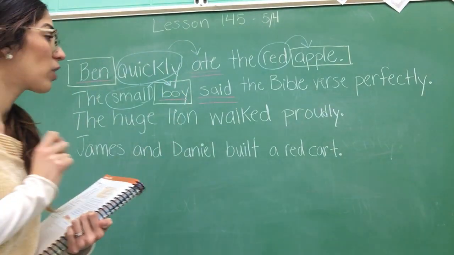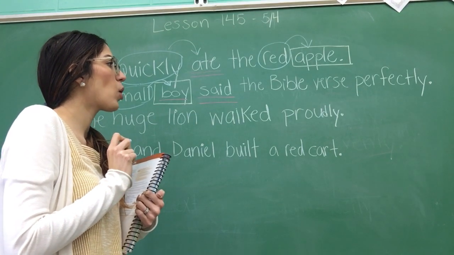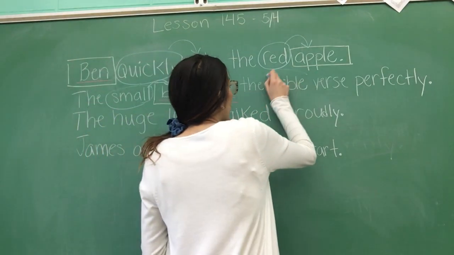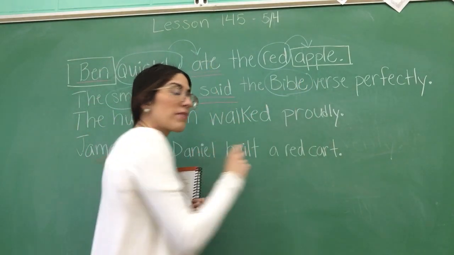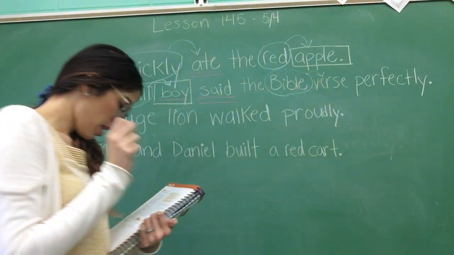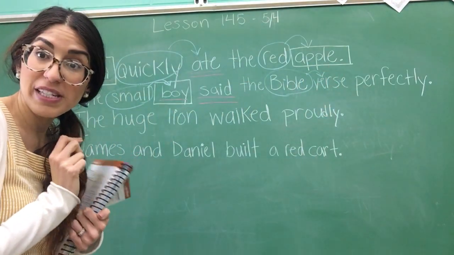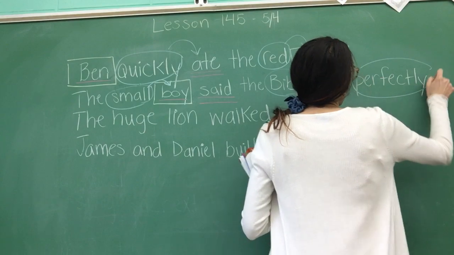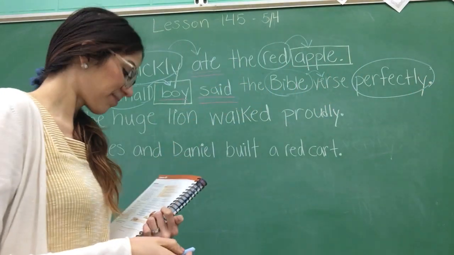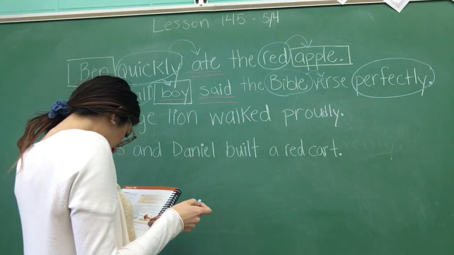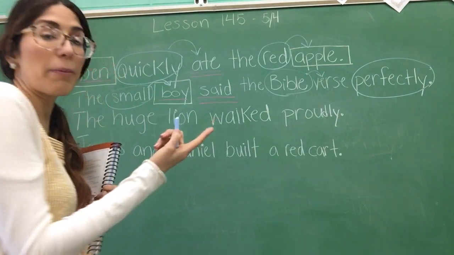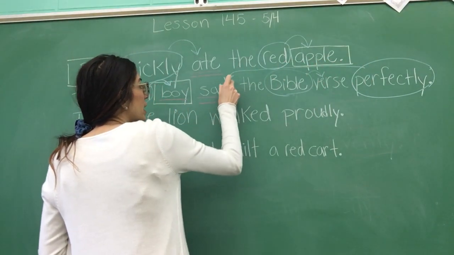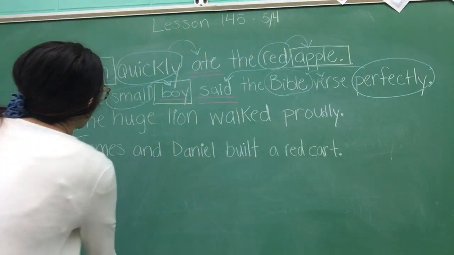And then there's one more. You guys see it? Bible. Very good. And Bible describes verse. Very good. And then we have an adverb. Do you see it? It ends in ly. Very good. That's right. Perfectly. Perfectly describes, so where's the verb? Remember, adverbs describe the verbs. That's right. Perfectly describes said. Because how did he say it? He said it perfectly. Okay, very good.